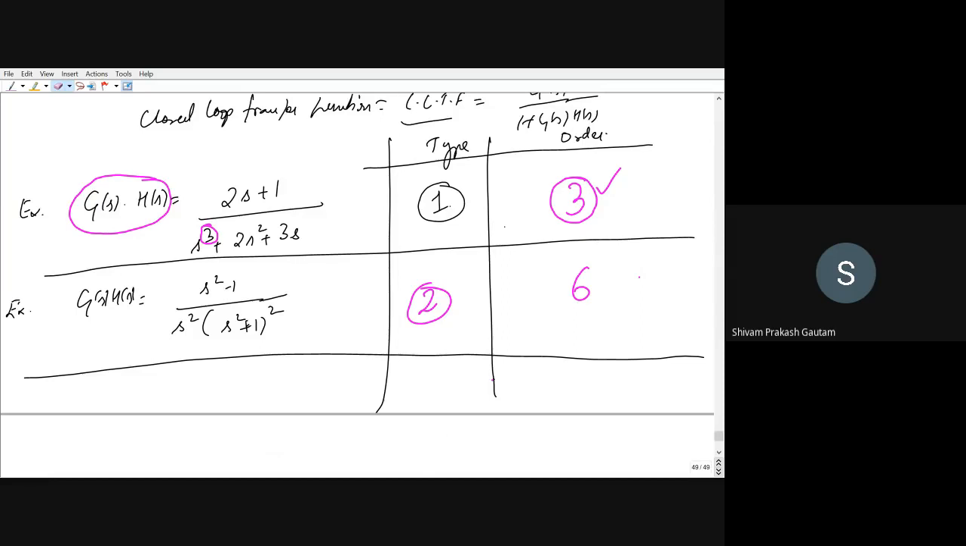Let me consider another example. G(s)H(s) is now given as s square divided by (s plus 1)(s plus 2)(s plus 3). Now tell me what is the order of the system?